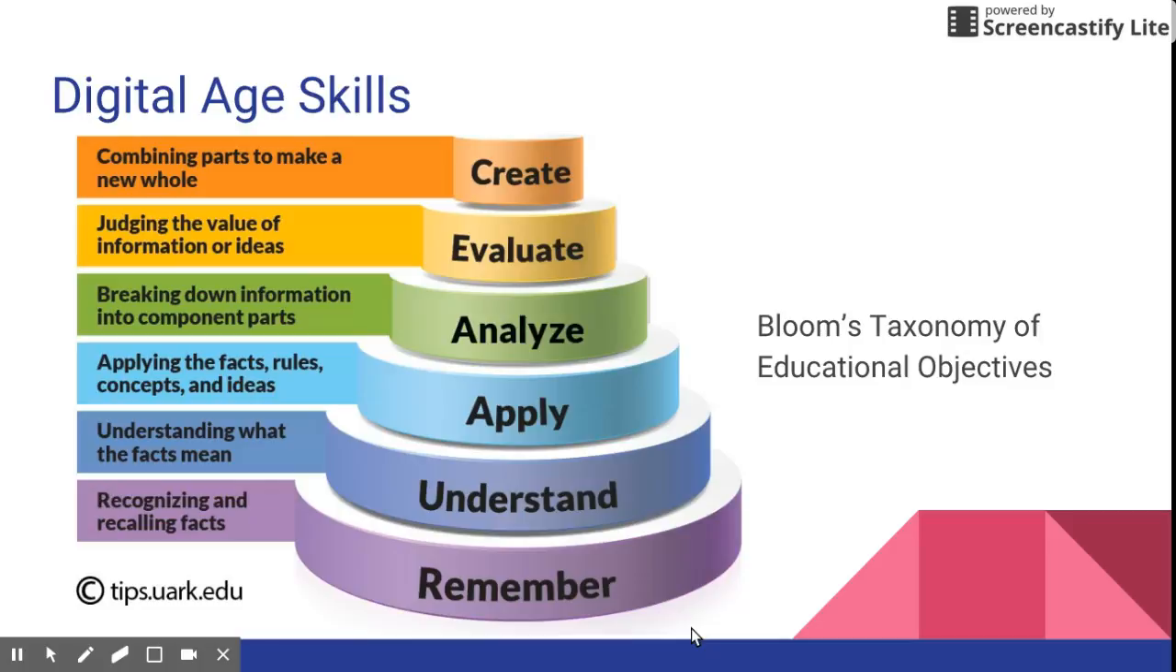Now, chapter 3 also speaks about digital age skills. So I thought that the most effective one was the Bloom's taxonomy of educational objectives. So these are steps that every student should know. And project-based learning focuses more on the top 3 tiers of this rainbow cake.